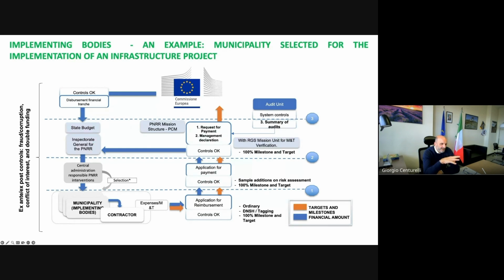We start on the green box on the left side. The first act is from the central administration responsible for the intervention. The central administration selects a specific municipality, in this case an example of a municipality selected for implementation of an infrastructure project. So the public administration selects the municipality.